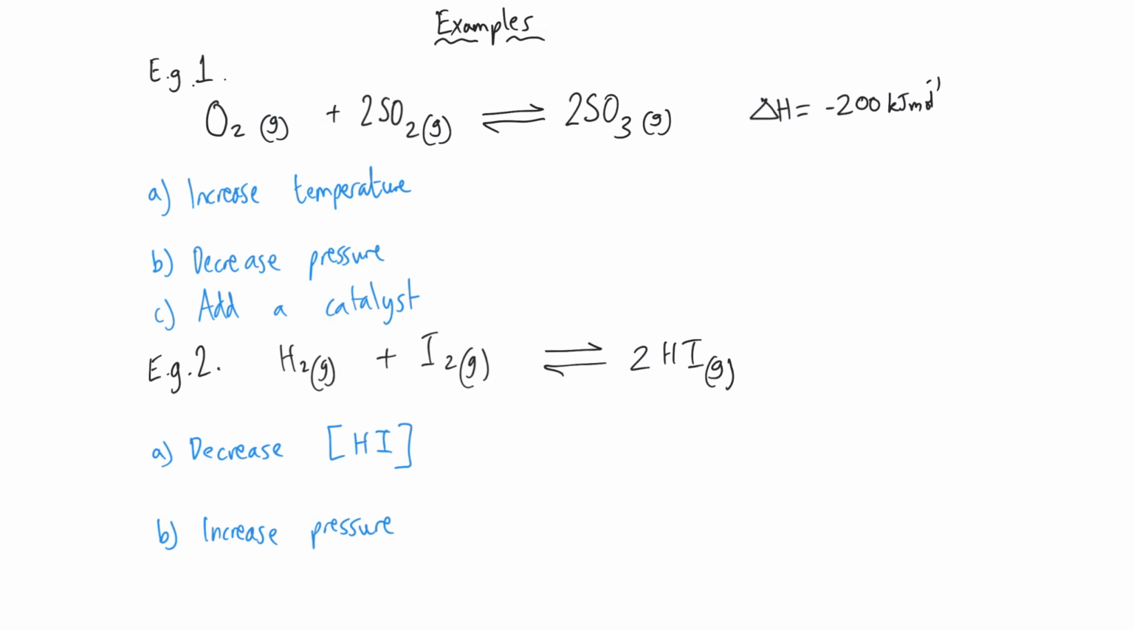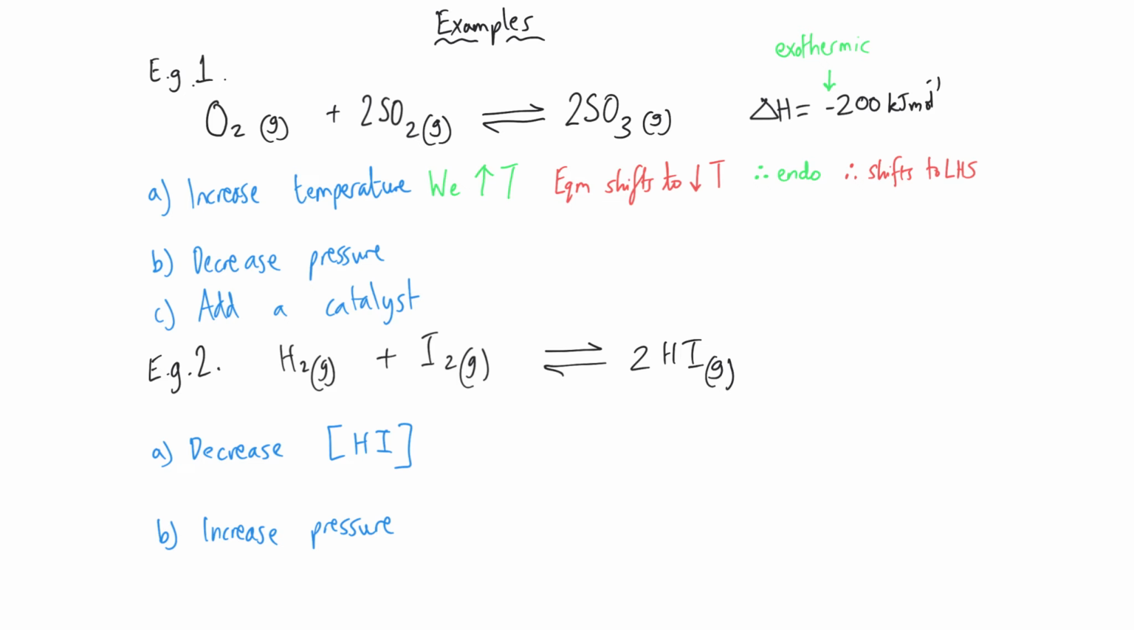Let's take a look at a couple of examples of equilibria and how they would be affected by the changes that we've outlined here. So in the first example, we've got oxygen and sulfur dioxide producing sulfur trioxide, and the delta H is minus 200, which we need to take a moment to process as meaning it is exothermic. And that's really important for this first question. If we increase the temperature, equilibrium shifts to decrease the temperature, which is in the endothermic direction, so to the left-hand side here. So equilibrium shifts to the left-hand side.